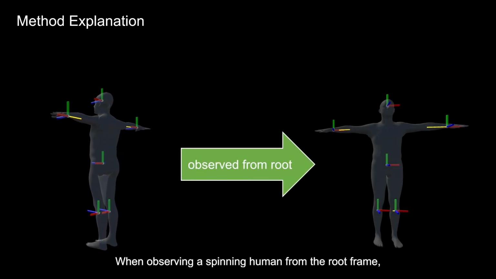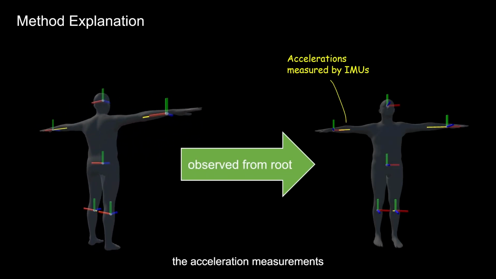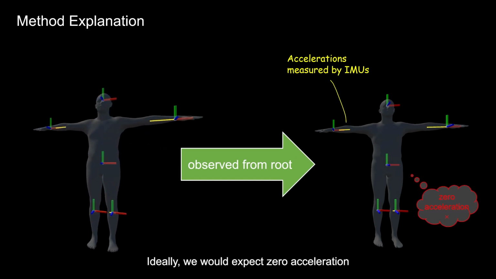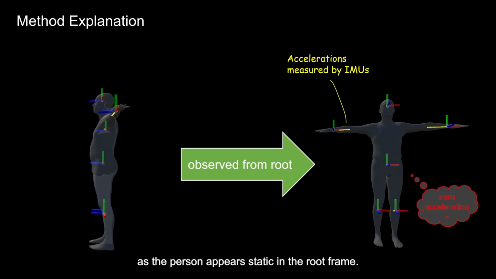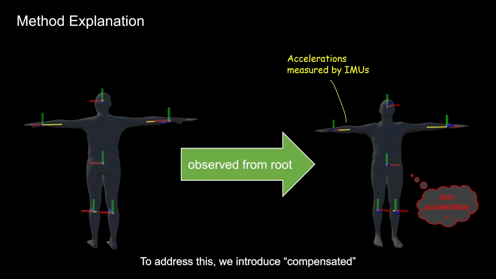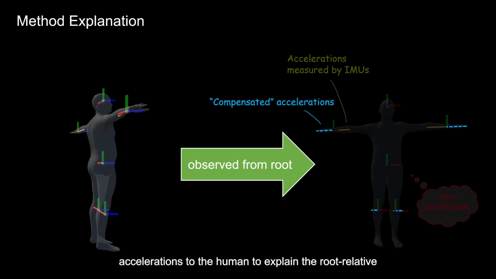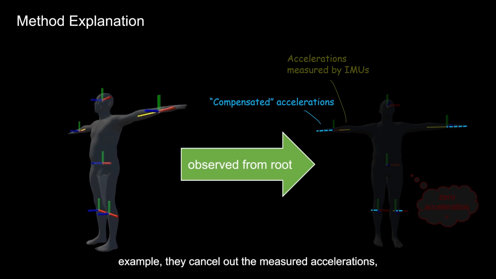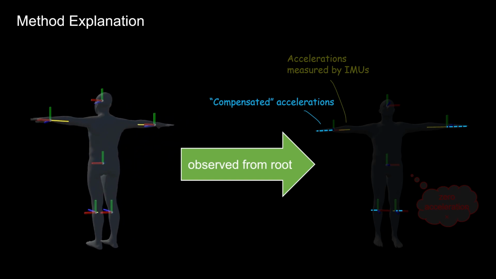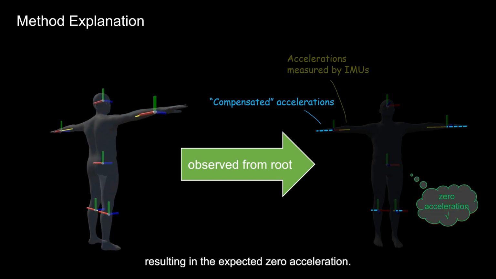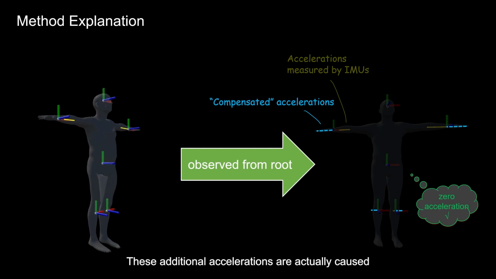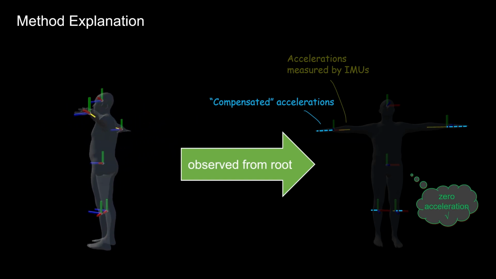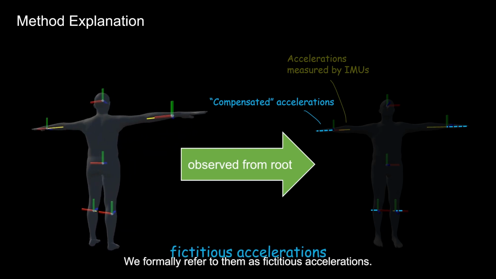When observing a spinning human from the root frame, the acceleration measurements do not align with the human motion. Ideally, we would expect 0 acceleration as the person appears static in the root frame. To address this, we introduce compensated accelerations to the human to explain the root relative human motion. In this example, they cancel out the measured accelerations, resulting in the expected 0 acceleration. These additional accelerations are actually caused by the virtual forces in the non-inertial frame. We formally refer to them as fictitious accelerations.